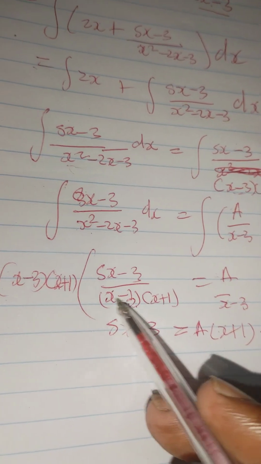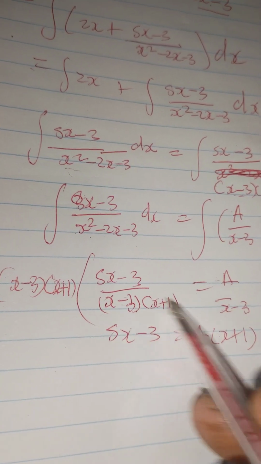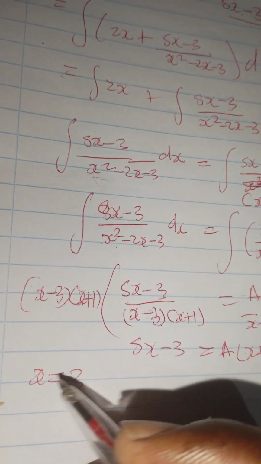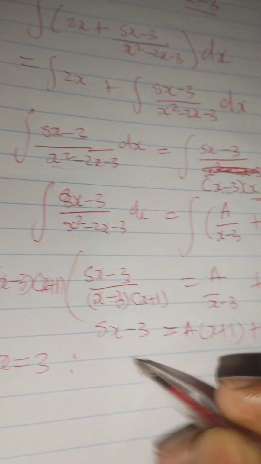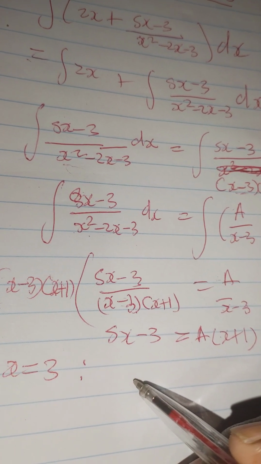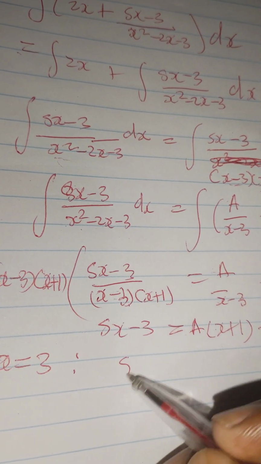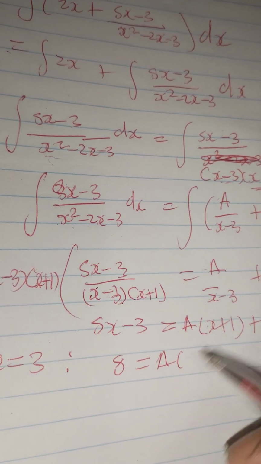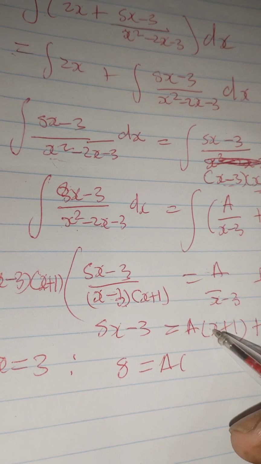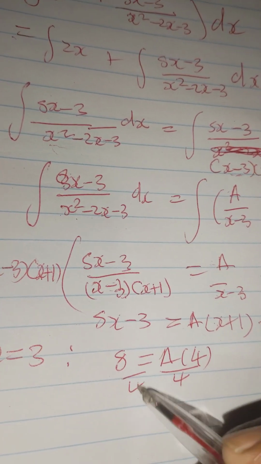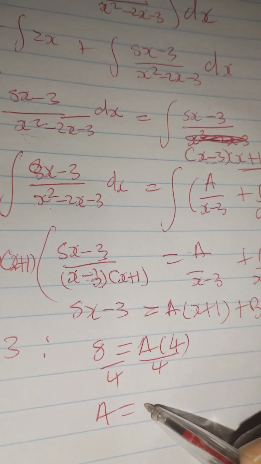So now you come and find the roots. Just like you hit this and find the roots, then you will have x equals 3. Now for x equals 3, you're going to substitute 3 here. You're going to get 15, right? And then 15 minus 3 is going to be 8, and this one is going to be A. In brackets, you're going to substitute your 3 here. You're going to get 4. Then you divide by 4. You divide by 4. And then A is equal to 2.